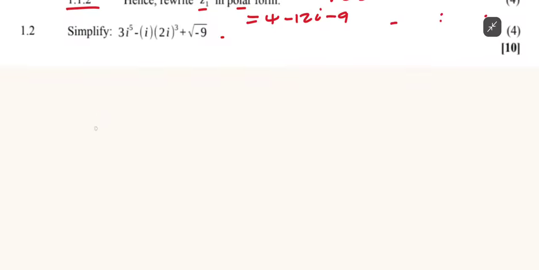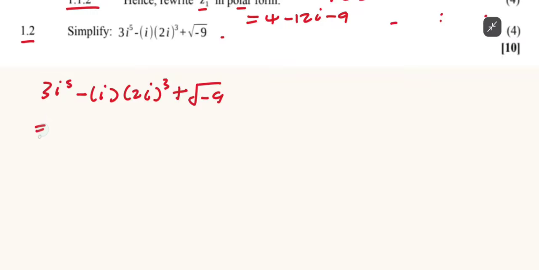Now we are given question 1.1.2. Simplify this: 3i raised to the power of 5, minus i multiplied by 2i raised to the power of 3, plus the square root of minus 9. So let's simplify this.